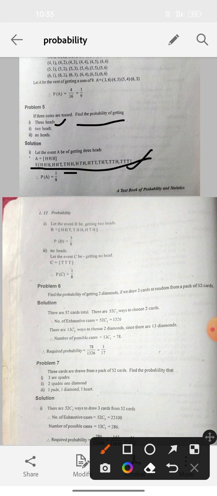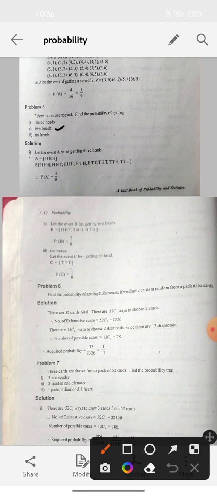So first you write all the possible cases, which is the sample space, and now coming to the point where we have to get 3 heads. All the 3 have to be heads. There is only one chance, that is head, head, head. The number of favorable cases by the number of exhaustive cases is the formula. We will get 1 by 8 as the answer.